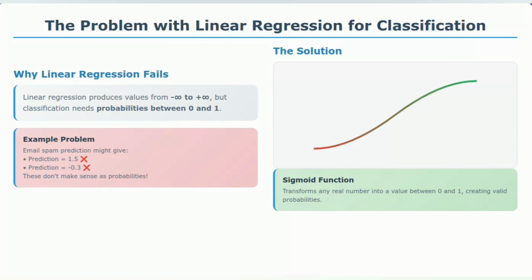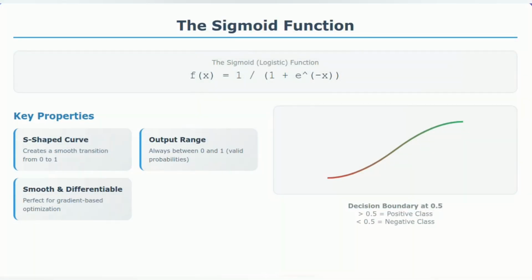It uses something called the sigmoid function, also known as the logistic function, which transforms any real number into a value between 0 and 1. The sigmoid function looks like an S-shaped curve and has the mathematical formula f(x) = 1 / (1 + e^(-x)). This beautiful function ensures our predictions are always valid probabilities.